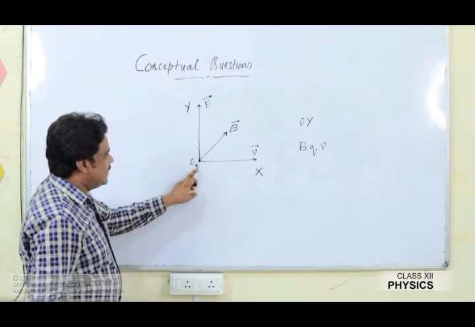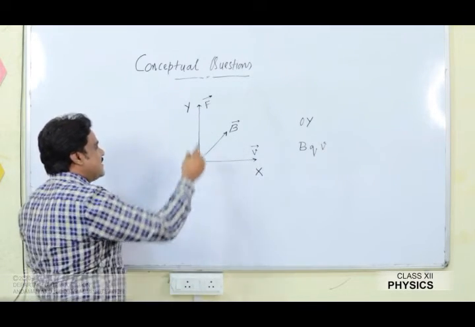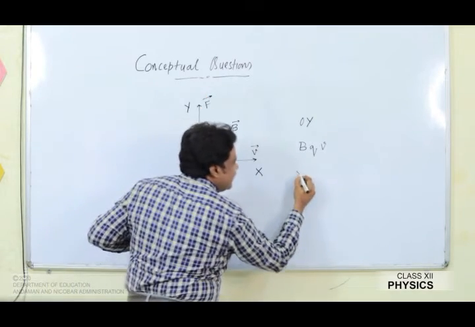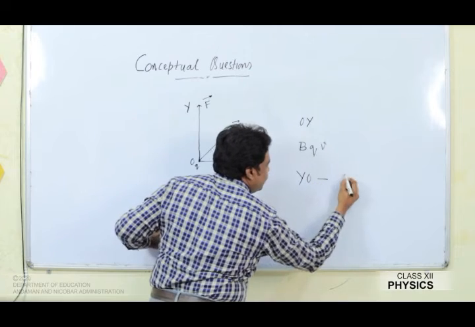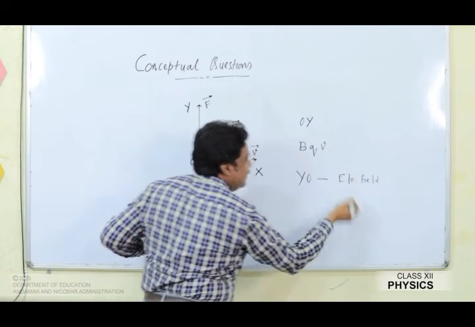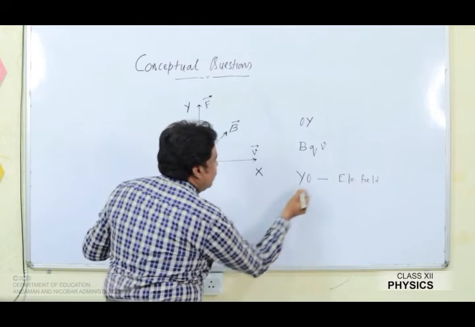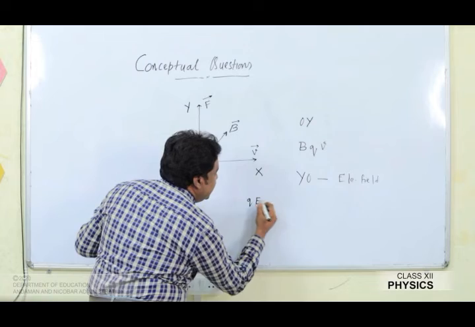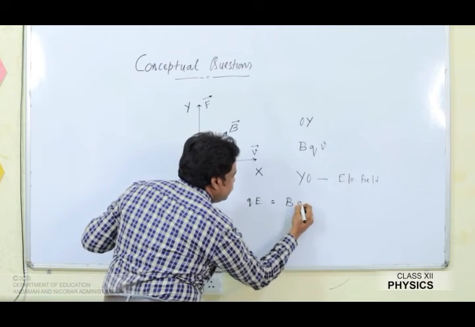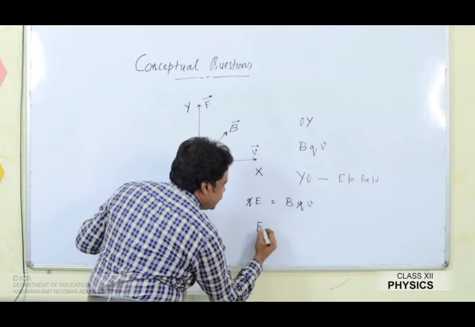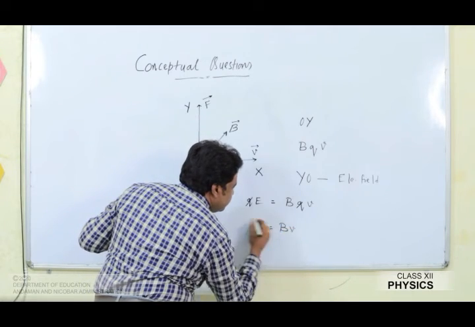For the charged particle to remain undeflected, obviously there should be an electric field opposite to that. Obviously the electric field should act along YO. Now what is the magnitude of the electric field? You know, QE should be equal and opposite to BQV. We are able to see Q and Q cancel. So the expression for the electric field is E equals BV.